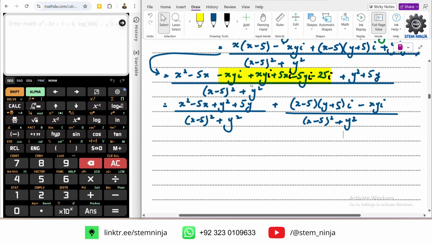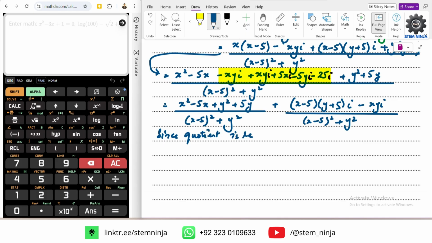Okay, the imaginary part is 0 since the quotient of these two complex numbers is real, therefore this particular part would be 0. So therefore this means that the x minus 5 y plus 5 minus xy is 0, right? We don't even need to worry about the denominator.